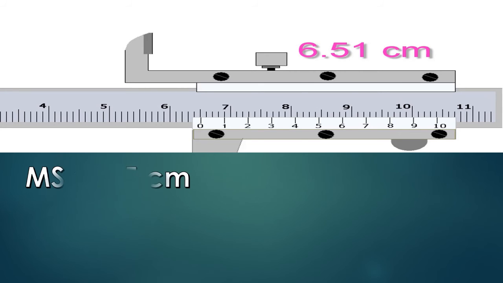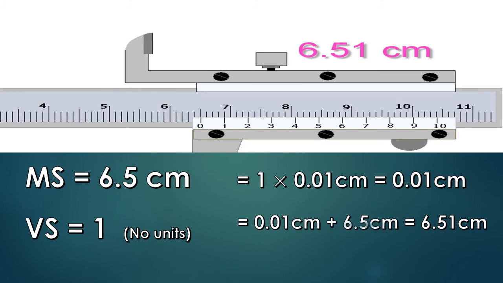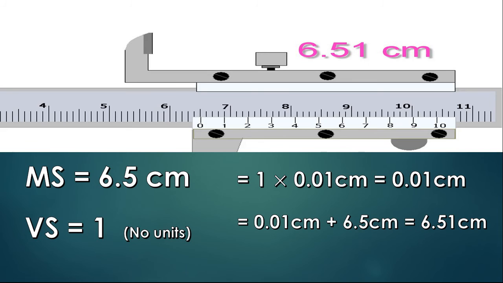From the main scale, the 0 of the vernier scale is right after 6.5 centimeter. You can see from the figure, it is 6 complete, and in millimeter it is up to 5, so it is 6.5. And from the vernier scale, the first digit coincides with the main scale, and the second is a little left, the third is a little more left, and other digits are not matching. Here the vernier scale reading has no units, only 1 without any unit.